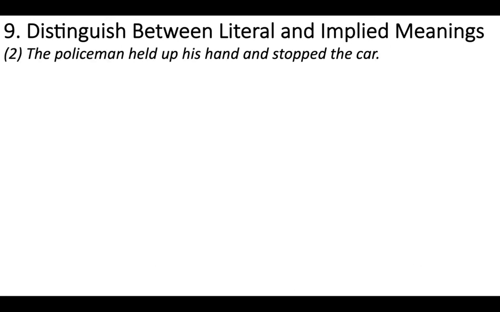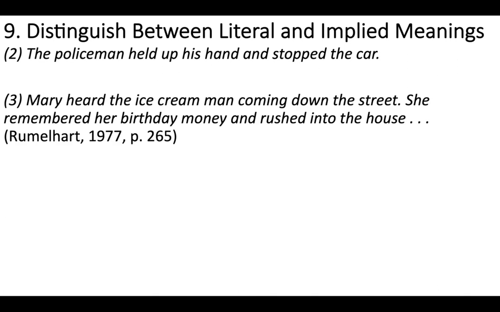All right. We have another example. The policeman held up his hand and stopped the car. With the usage of a held-up hand, someone will understand that it means to stop. All right. And then we have the third example. Mary heard the ice cream man coming down the street. She remembered her birthday money and rushed into the house. So there you have to use your top-down processing to understand what is happening here.